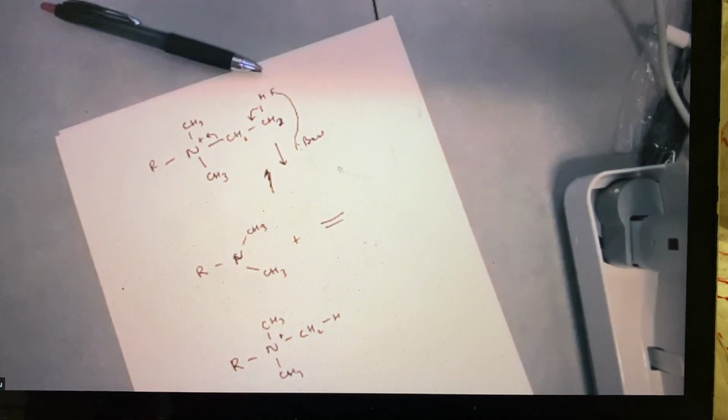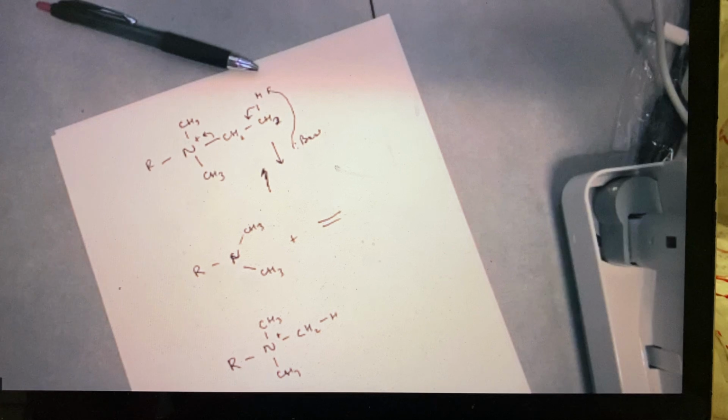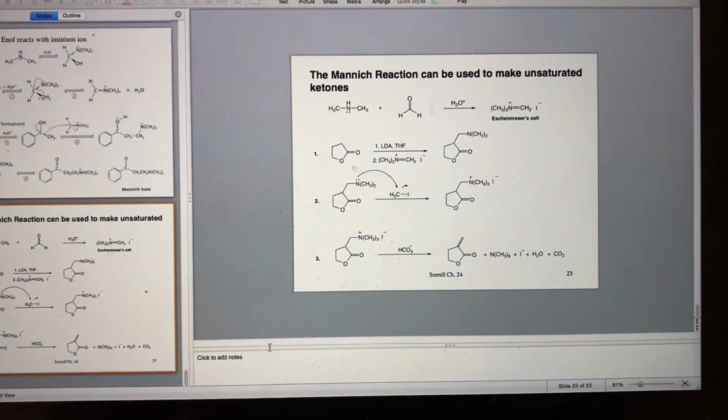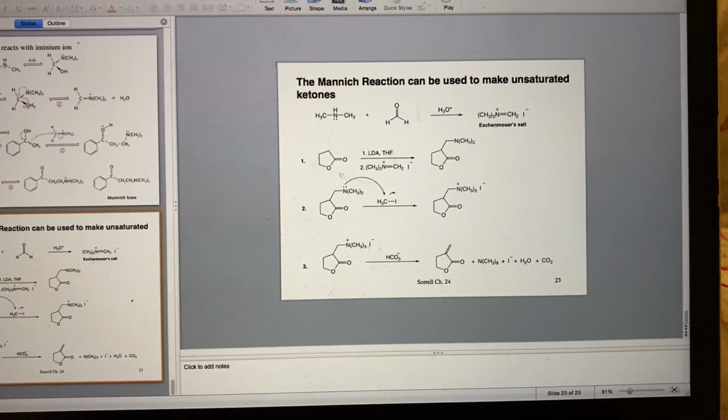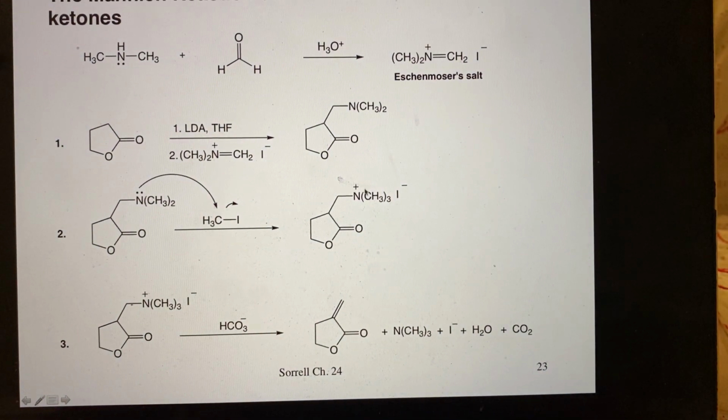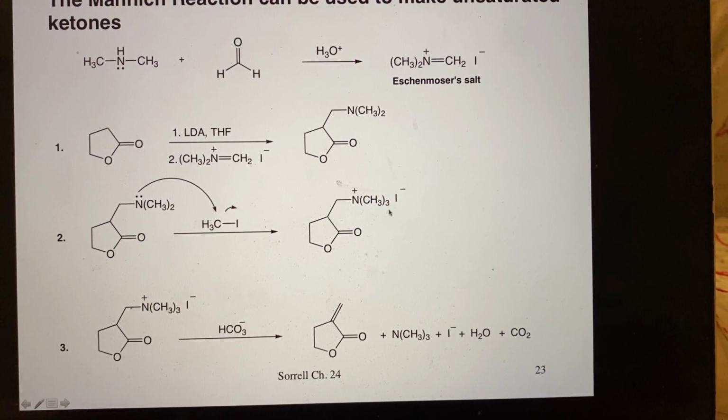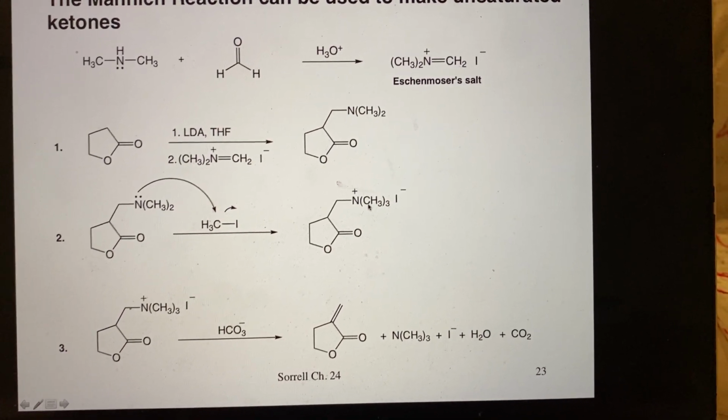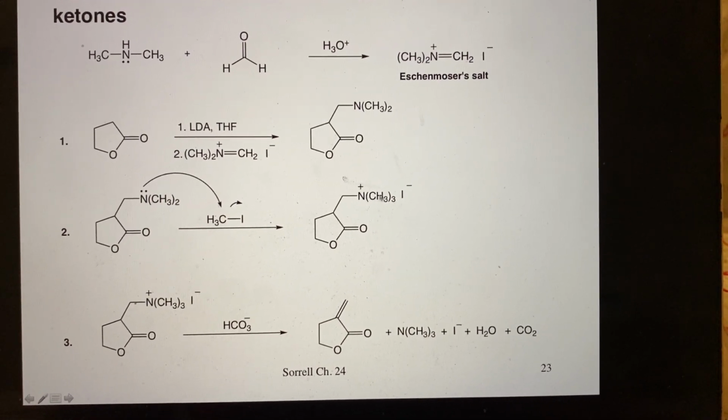So let me go back to the PowerPoint. Let me toggle this back. So it's not able to form an enolate-like structure. What I'm saying is there's no way that these methyls can eliminate because there's no beta carbon. There's only 1 carbon here.